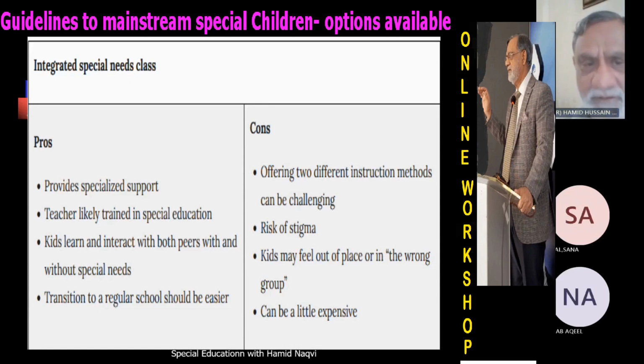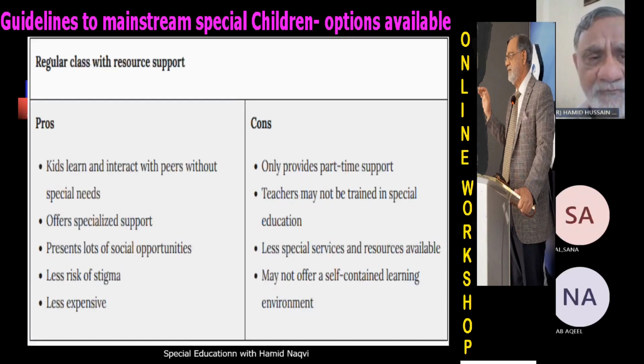But what are the demerits? Offering two different instruction methods can be challenging for the teacher. The risk of stigma stays there again. Kids may feel out of place or in the wrong group. They feel out of place. Those special kids can be a little expensive because they have to cater for the needs of these kids also.